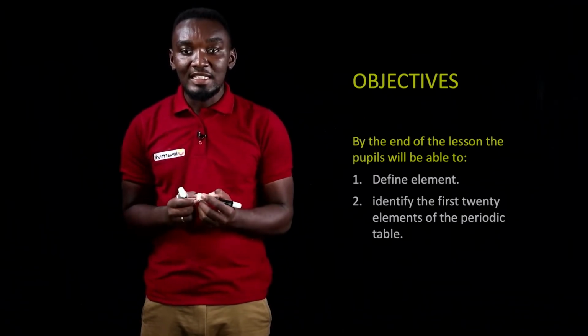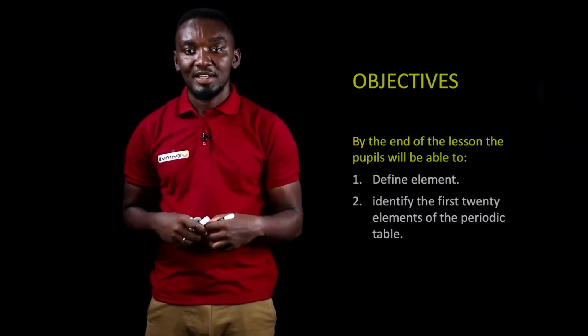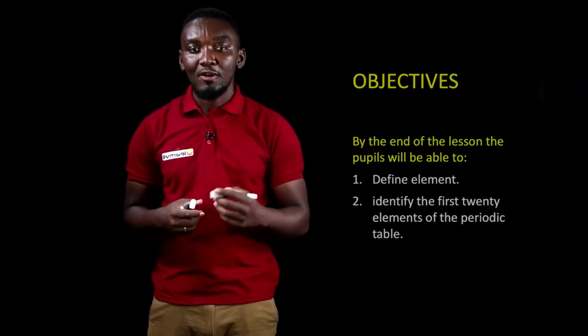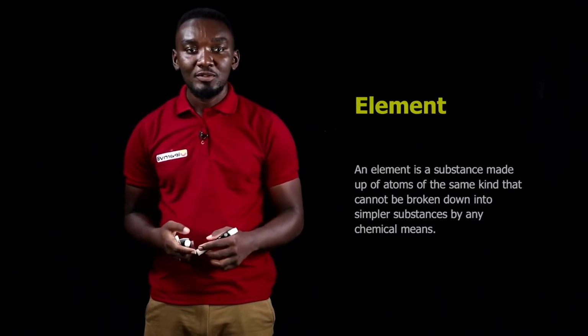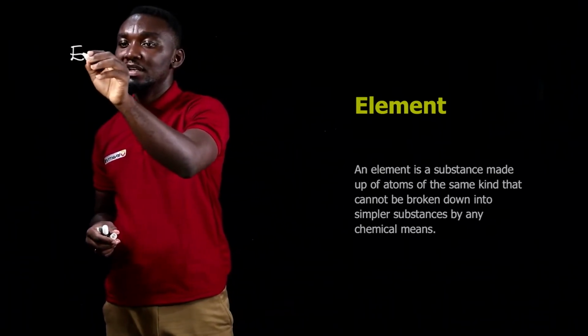In today's lesson, we are looking at the elements and the periodic table. By the end of the lesson, we expect that as a student, you'll be able to define elements, and then you'll be able to identify the first 20 elements of the periodic table. So now, what is an element?